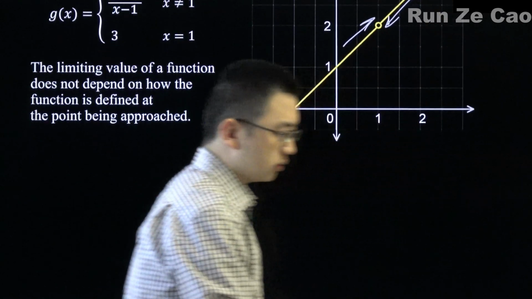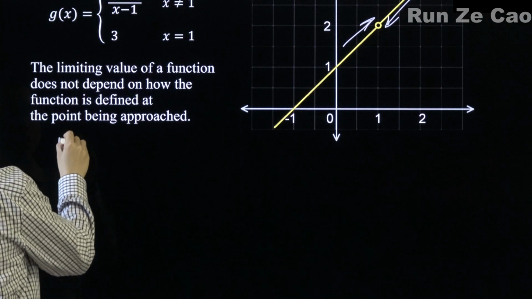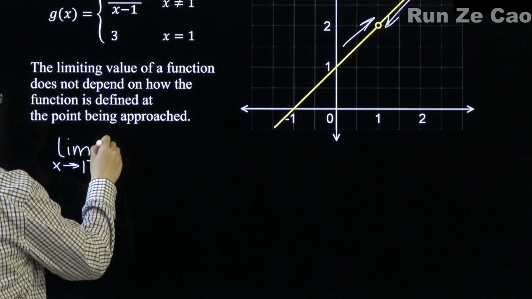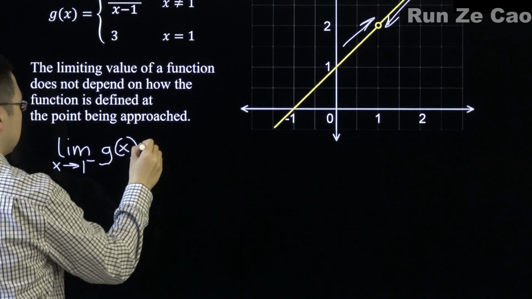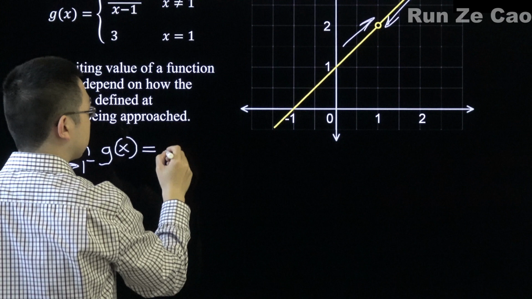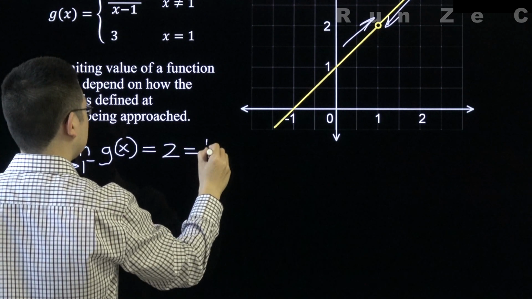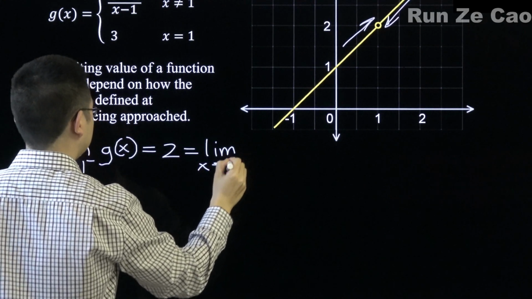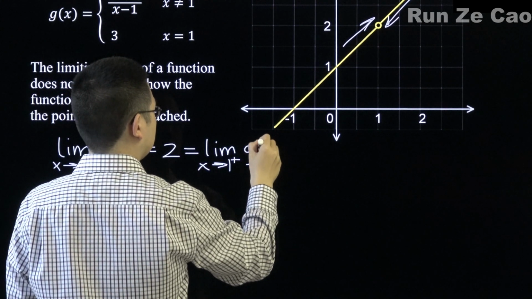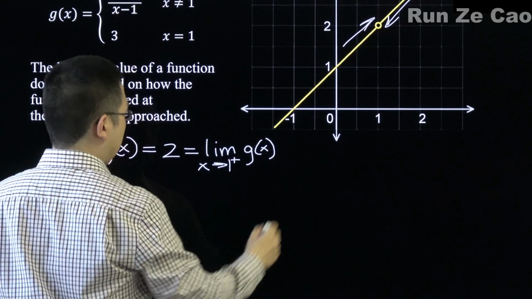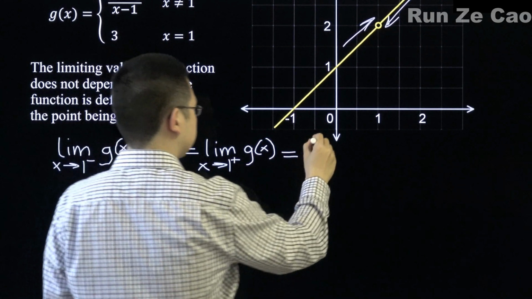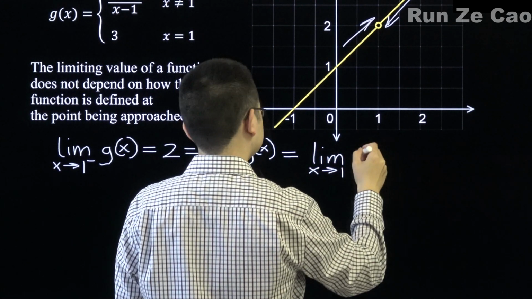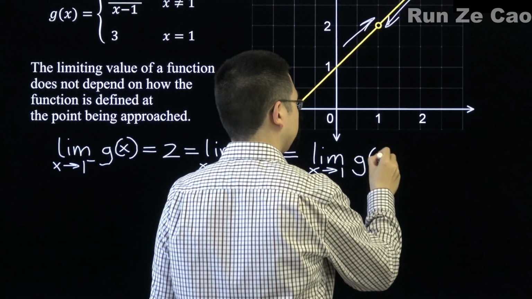Hey, does that actually make a difference? No. We can clearly see that the limit as x approaches 1 from the negative side of g of x is equal to 2, which is equal to the limit as x approaches 1 from the positive side of g of x, and therefore is equal to the limit as x approaches 1 in general of g of x.